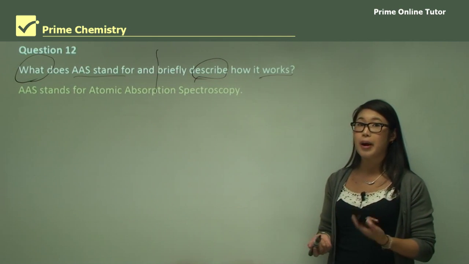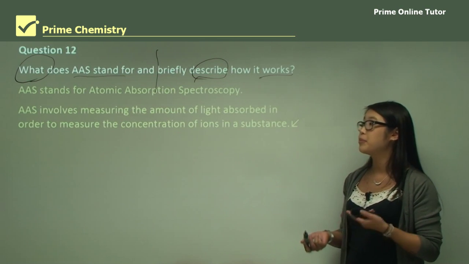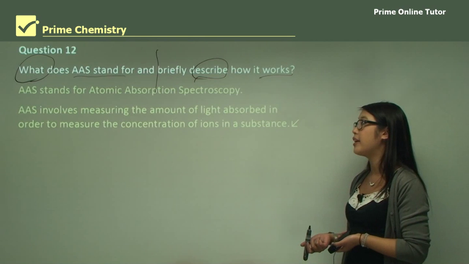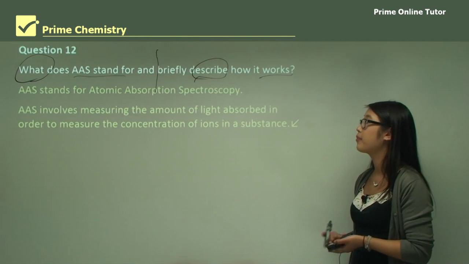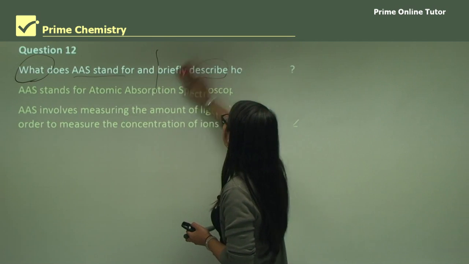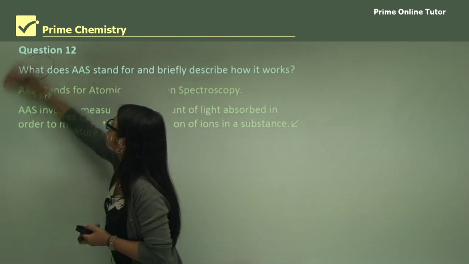Next, we need to describe how it works. So it involves measuring the amount of light absorbed in a sample in order to determine the concentration of ions in the substance. So AAS is a sensitive technique that relies on absorption of light to determine a concentration.